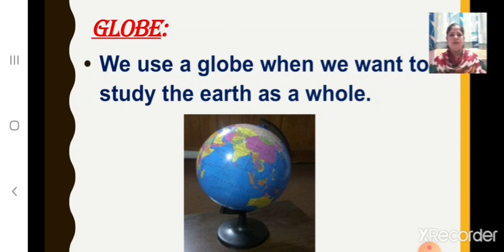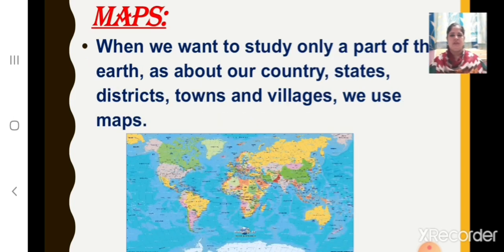Children, when do you use a globe? We use a globe when we want to study the earth as a whole. And children, when do you use maps? When we want to study only a part of the earth. For example, about our country, states, districts, towns and villages. So, to study these, we can use maps.